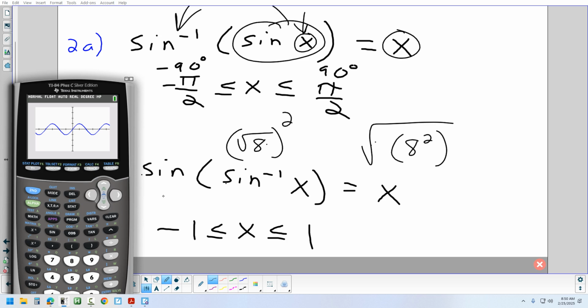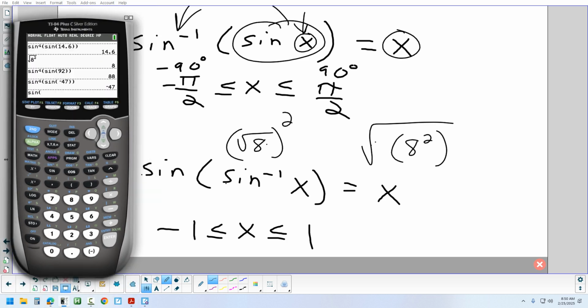So let's try it. Let's take the sine of the inverse sine of 0.78. All right. Is 0.78 between -1 and 1? Yep. So when I hit enter, what do you think I'll get? Right. These two things cancel each other out, and I get back what I started with. Right? If I do the sine of the inverse sine of -0.64, what do you think I'll get when I hit enter this time? I'll get -0.64. Yep.